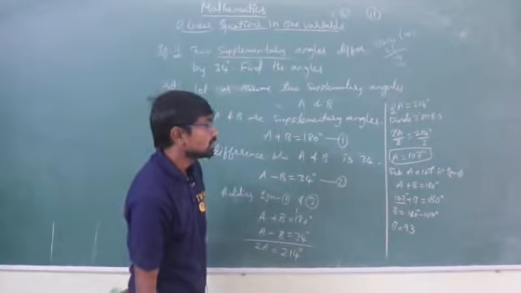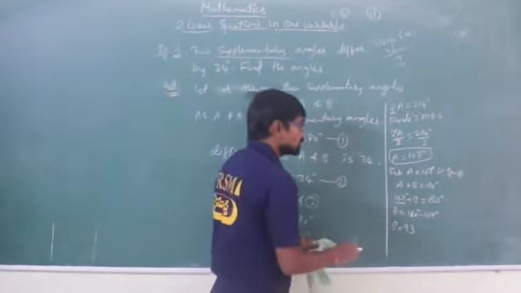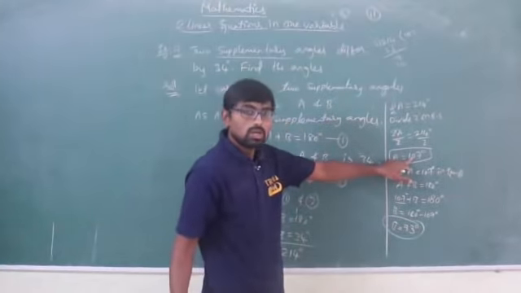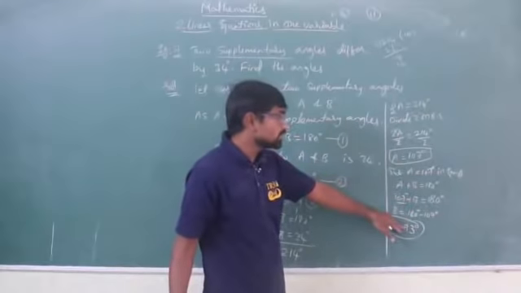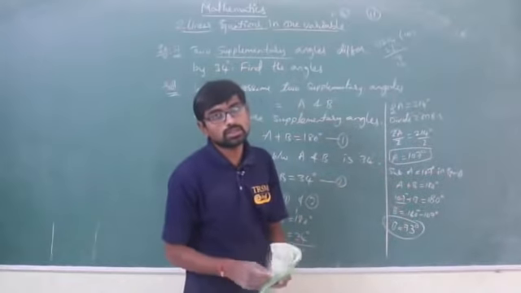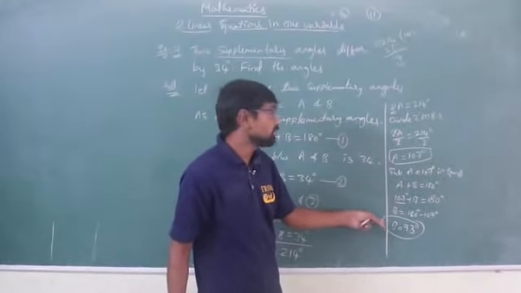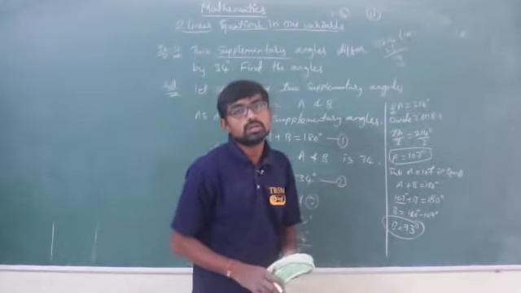A and B. If you add both the angles, you can see here, 107 plus 73, then again you will be getting 180 degrees, isn't it? So therefore A is the supplementary angle of B and B is the supplementary angle of A.